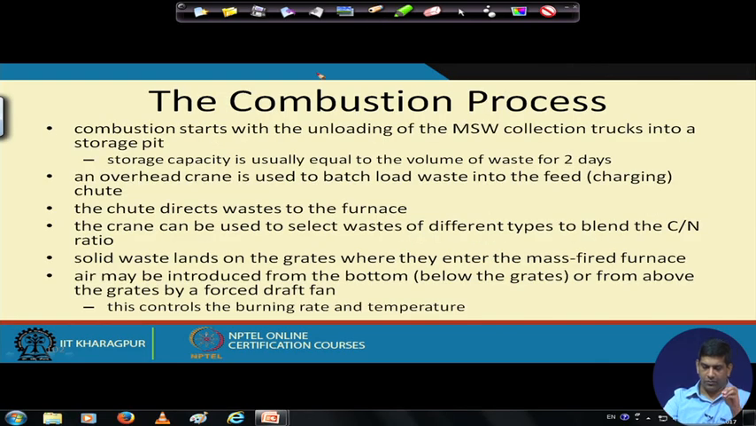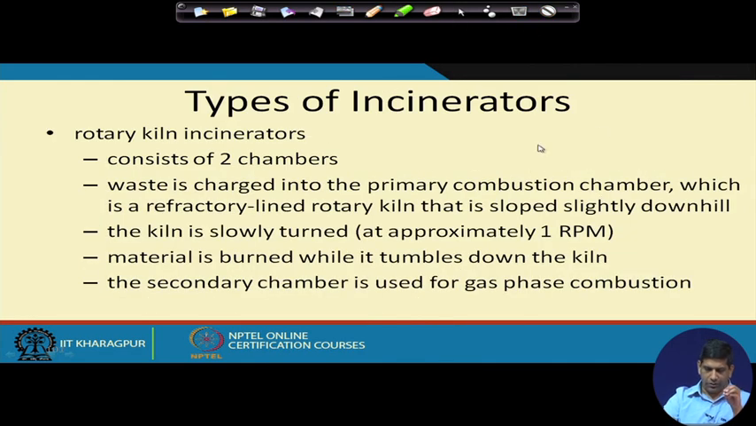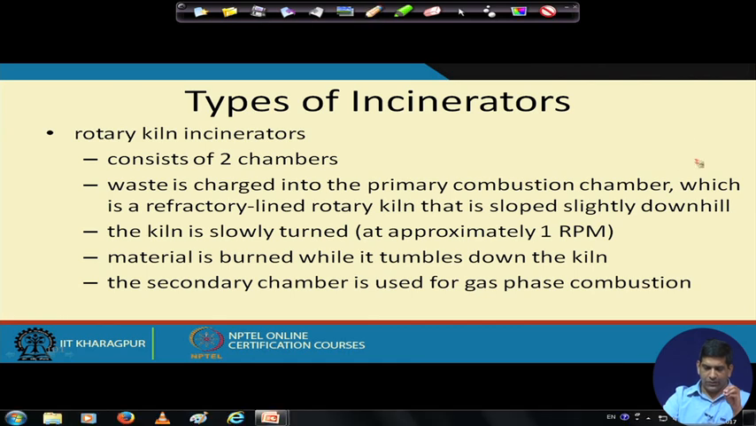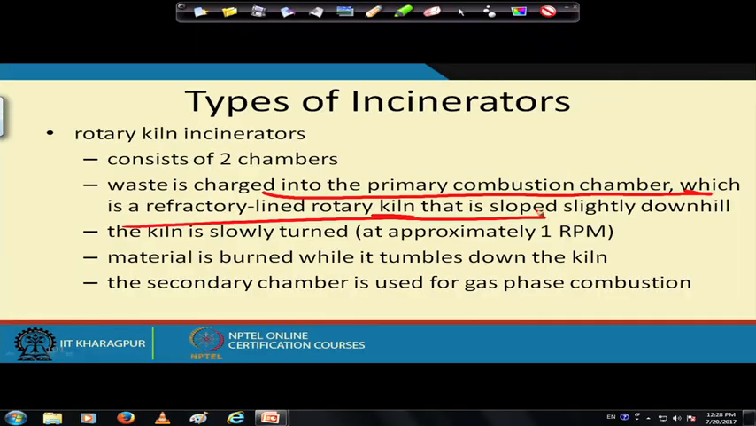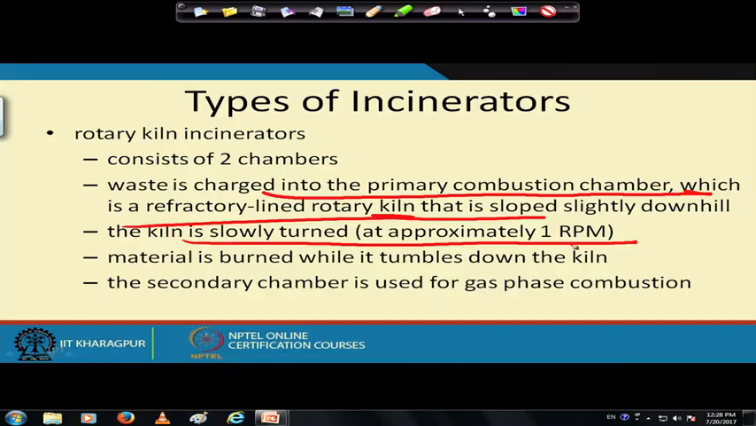So it consists of two chambers. The primary chamber, which is the primary combustion chamber, is refractory lined. The rotary kiln is sloped slightly downhill, so waste will travel down, and it also gets rotated as it moves. The kiln is slowly turned at approximately 1 RPM, only 1 revolution per minute, so it's a slow turn. The kiln is turning at the same time as the waste is traveling down.